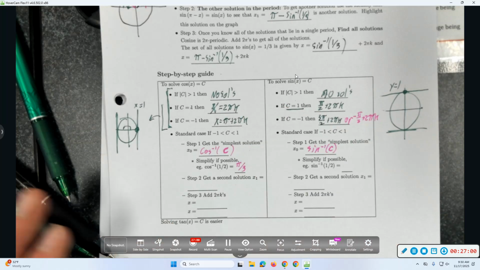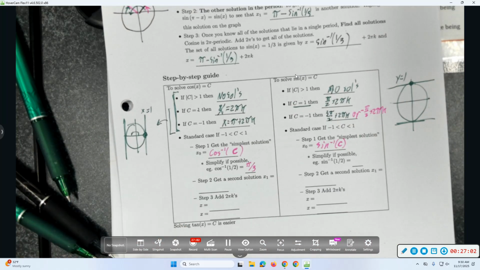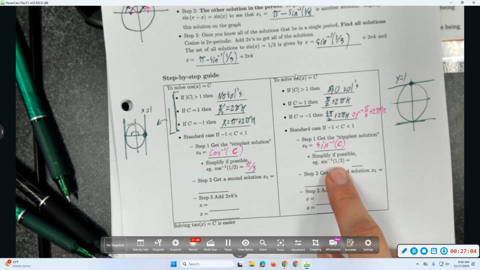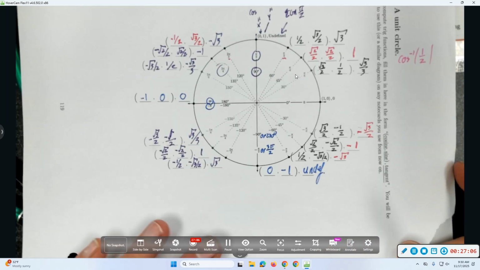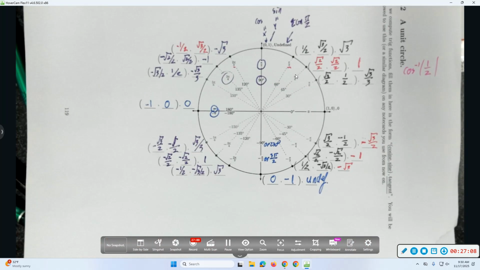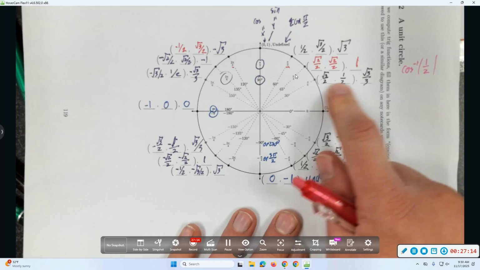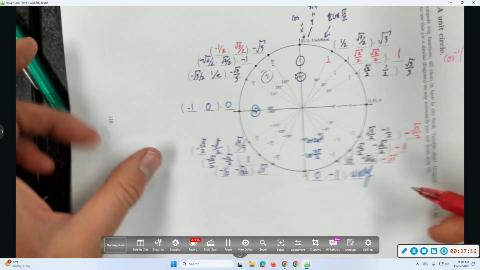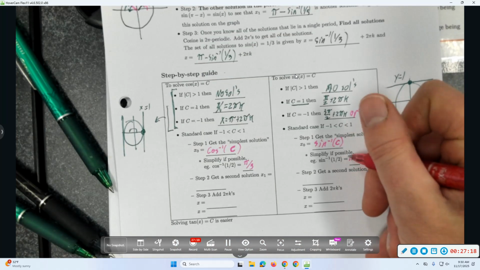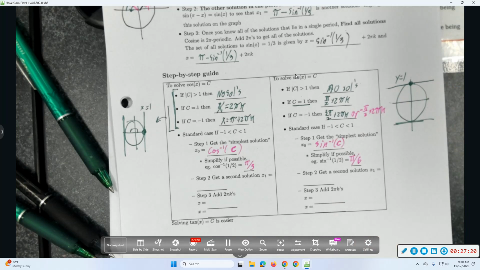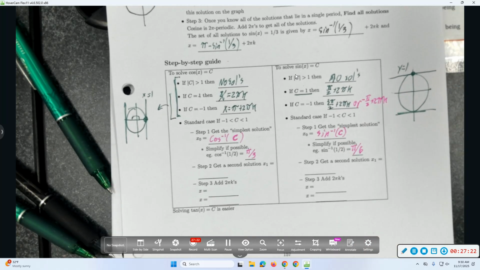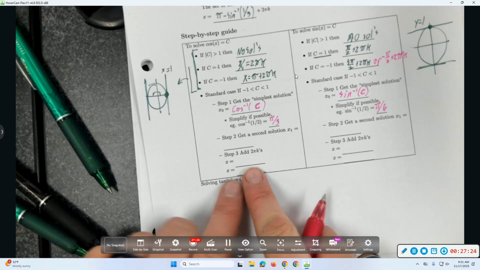So simplify if possible. Let's do the same thing for sine. Looking at your unit circle, or this unit circle if you don't have yours on yet, what's the inverse sine of 1/2? Pi over 6, because you insert the y value, because that's sine. Read off the angle. Nice. Once you get one solution, then you can get infinitely many solutions by adding 2 pi k's.